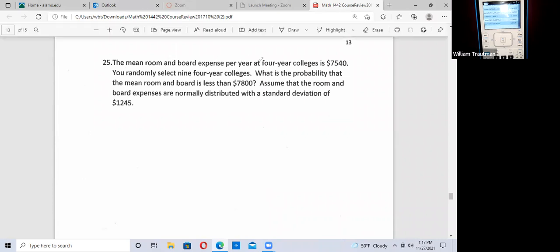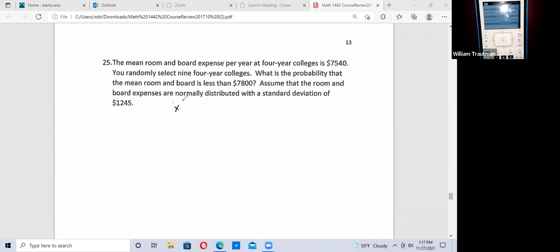The mean room and board for college is average. Mean is the same thing as average. Is this 7540? You randomly select 9 four-year colleges, n equals 9. What is the probability that the mean room and board is less than 7,800? X is less than 7,800.